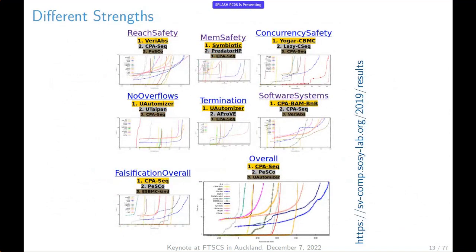Now, why is there not the verification tool that can do everything and that wins every time, right? Because the verification tools have different strengths. This picture shows the various categories of the competition. For example, there's a category on reachability, there's a category on memory safety, on concurrency, and so on. And as you can see, in each category, there's a different tool winning, right? So it's not really that one tool is the best of all of them. So this is one thing, different strengths.